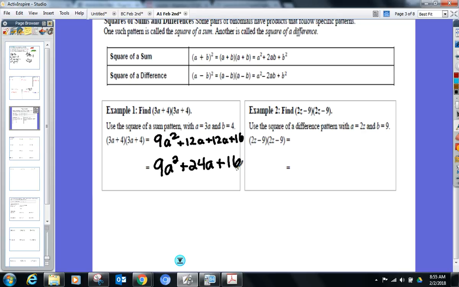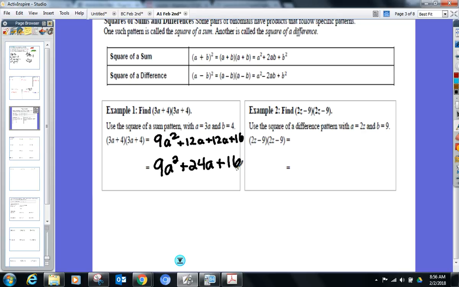I show you this today. Anytime you multiply something by itself, what are you going to know about the two middle terms? They're always the same. So if you want to remember, anytime you multiply something by itself, the two middle terms will always be the same.